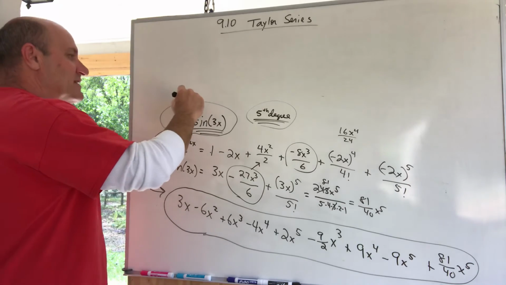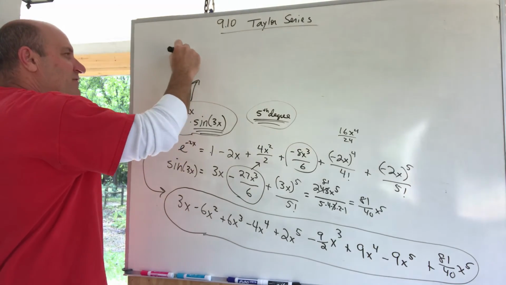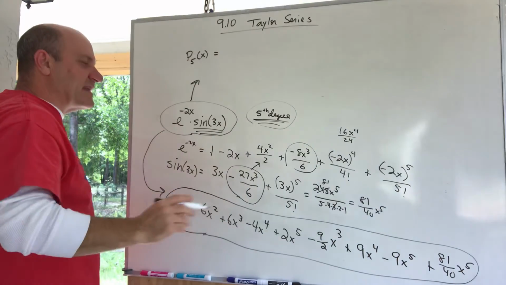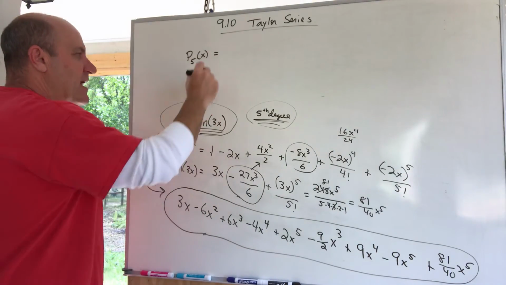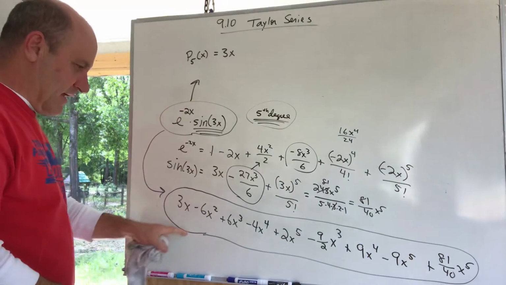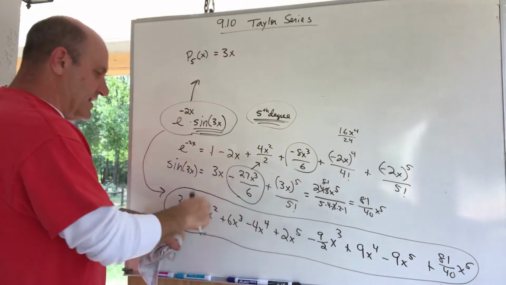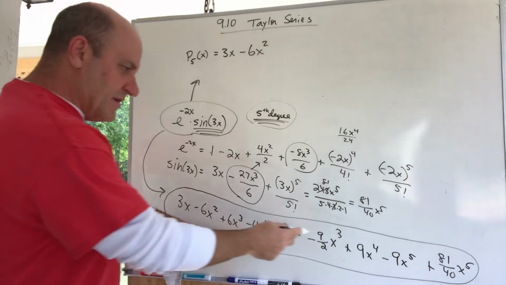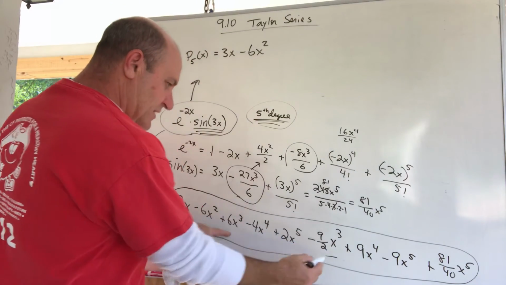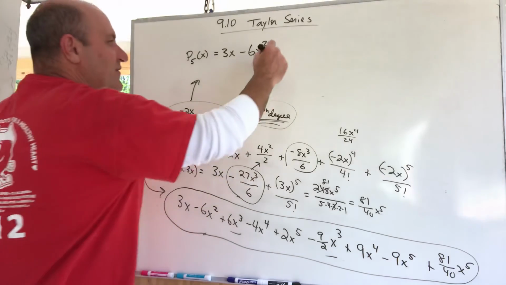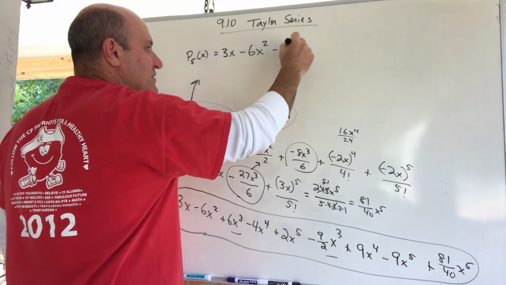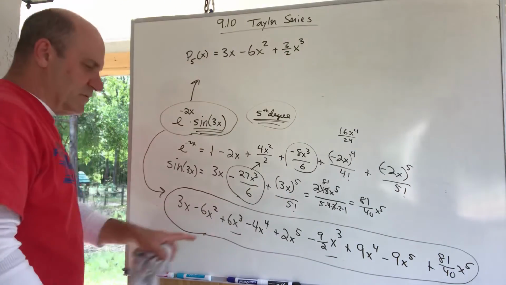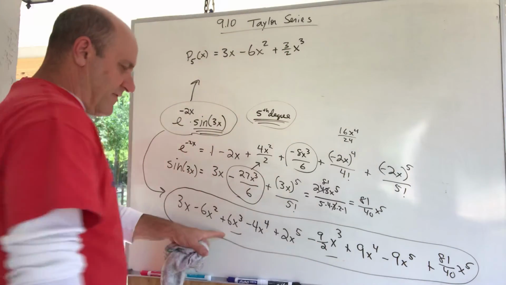But anyway, what is this? Now, if I clean it up a little bit, I built a 5th degree polynomial. Here it is. It's 3x. Combine some like terms if you can. That's a negative 6x squared. 6x cubed. There's a 9 halves x cubed, so I can combine those. Everybody knows that's negative 3 halves x cubed. No, it's not. It's positive 3 halves x cubed. It was 6 minus 4 1/2.